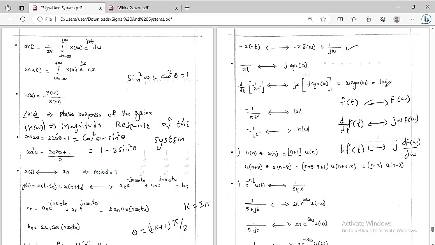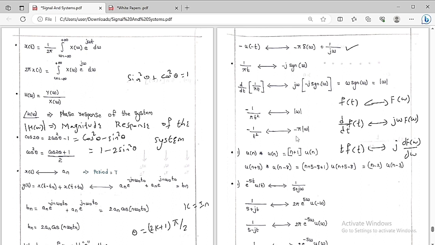So I am doing here mod omega, as you can see clearly. So d by dt of 1 by pi t: 1 by pi is a constant, you can take it outside the differentiation. So t to the power of minus 1 differentiates to minus 1 by t square. So minus 1 by pi t square has the Fourier transform mod of omega. Multiply by pi on both sides, then minus 1 by t square has the Fourier transform plus pi mod omega.